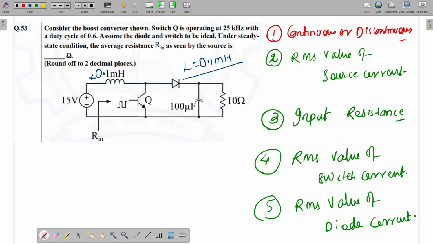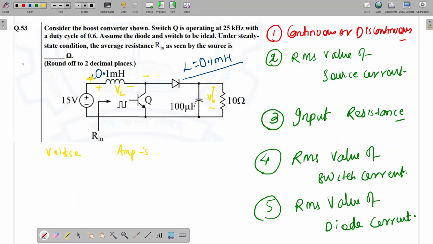In any DC-DC converter, we apply volt second balance and ampere second balance. So what is volt second balance? Volt second balance means the average voltage across any inductor will be zero. And ampere second balance means the average current in a capacitor will be zero. See, here plus minus VL, and this is V naught.